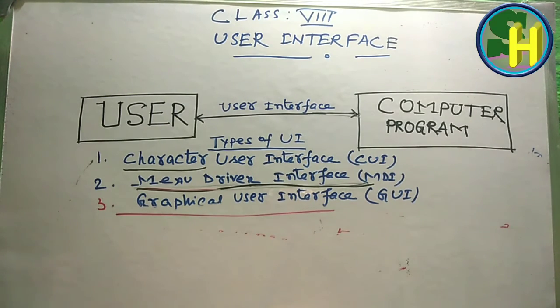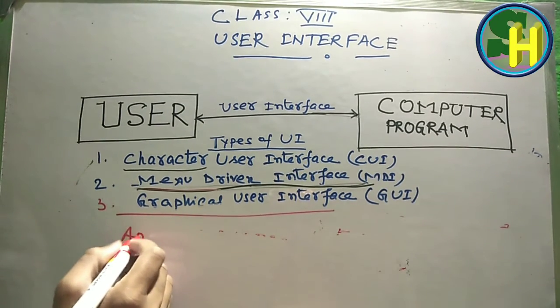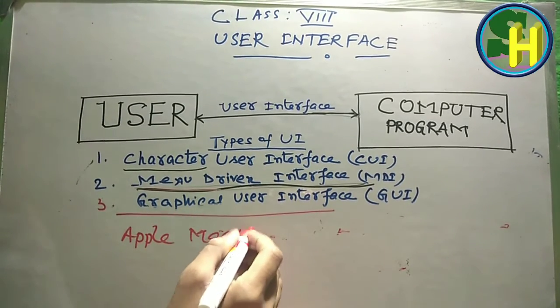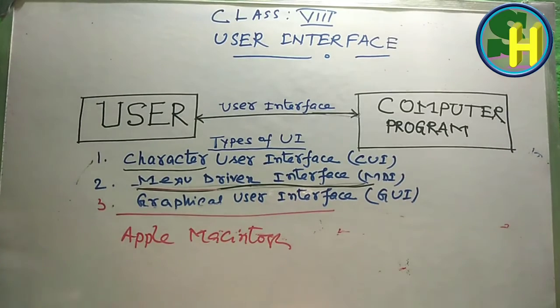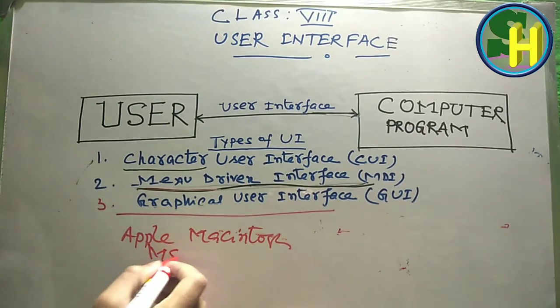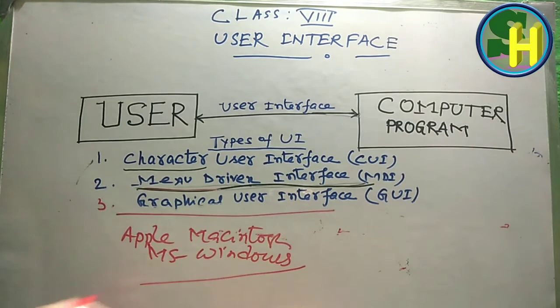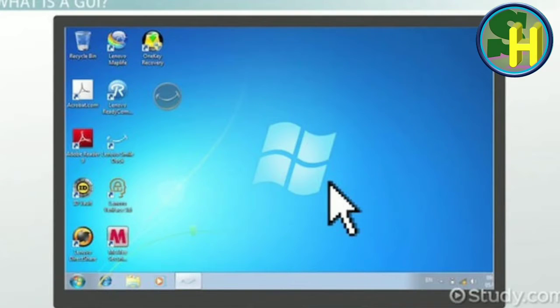I'm giving some examples, that is Apple Macintosh and MS Windows. These are examples of the graphical user interface. Look on the screen. This is your Windows.